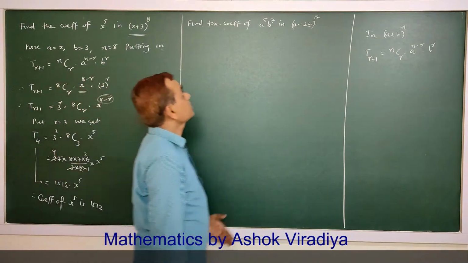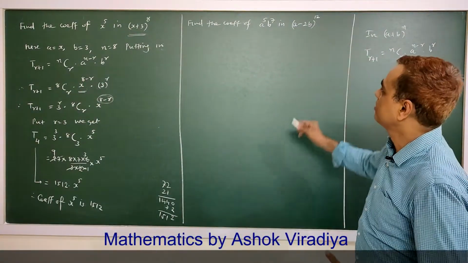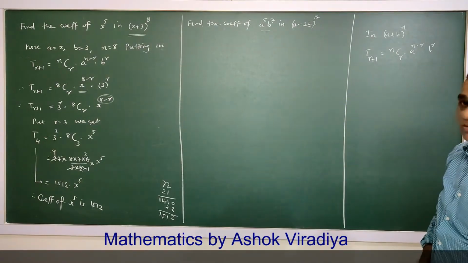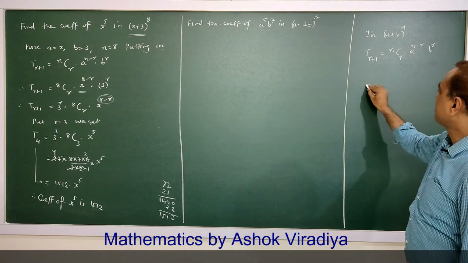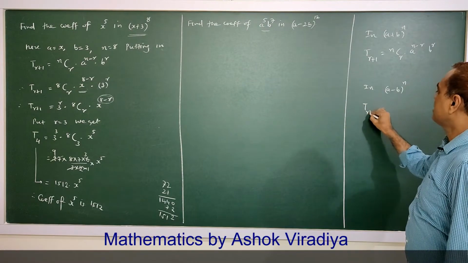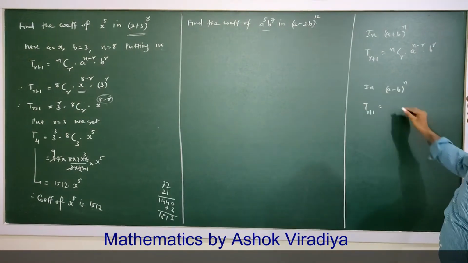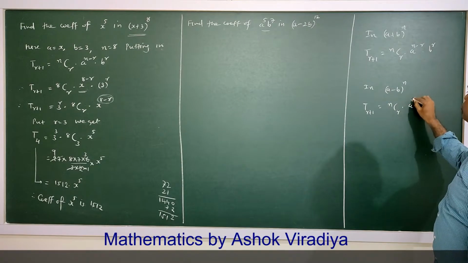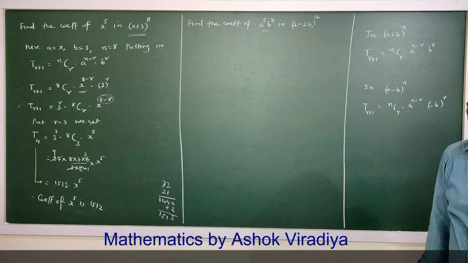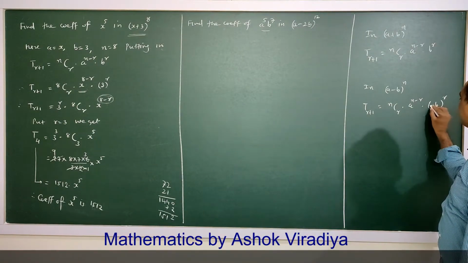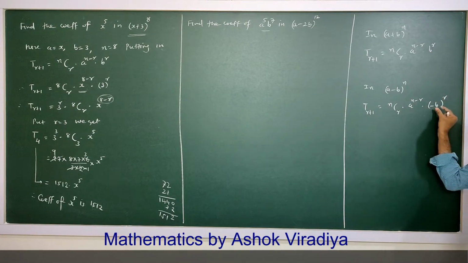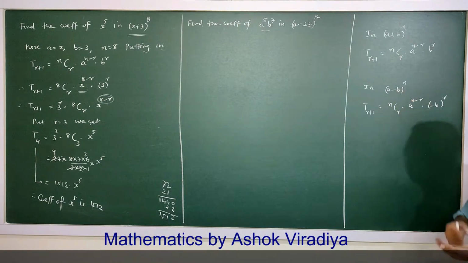Now here find the coefficient of this expression in the expansion of (a minus 2b) raised to 12. Here we are going to apply this formula, for (a minus b) raised to n, the r plus 1th term is nCr a raised to n minus r, minus b raised to r. So we are using this formula. Here we include minus b. Instead of b, we keep minus b if minus is given.